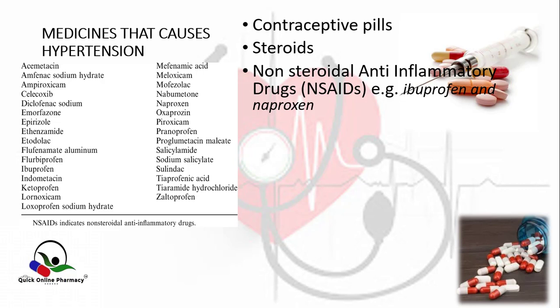So if a doctor or a pharmacist prescribed you these drugs and you find yourself having high blood pressure, you should know these drugs are causing the high blood pressure. So you either leave them or you talk to your medical personnel, either your doctor or your pharmacist. You tell them these drugs bring me hypertension, and they'll give you the way forward.